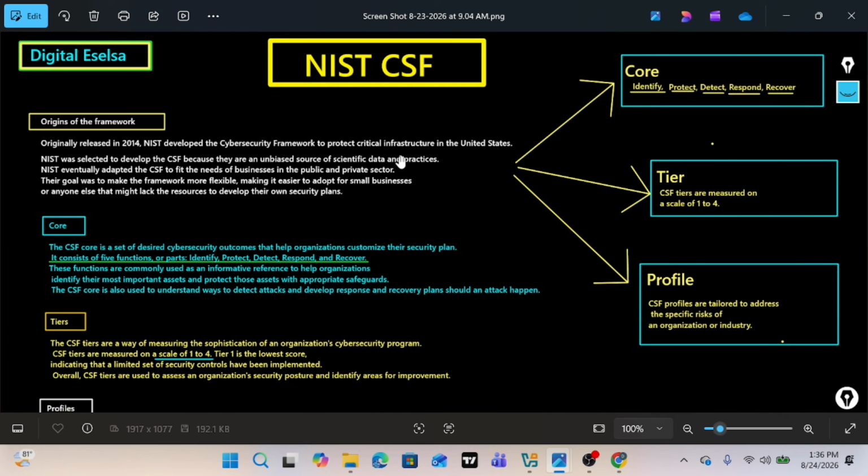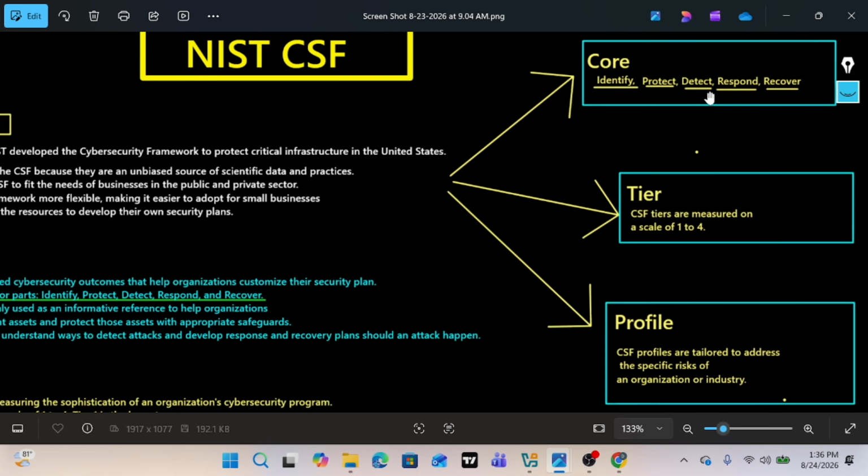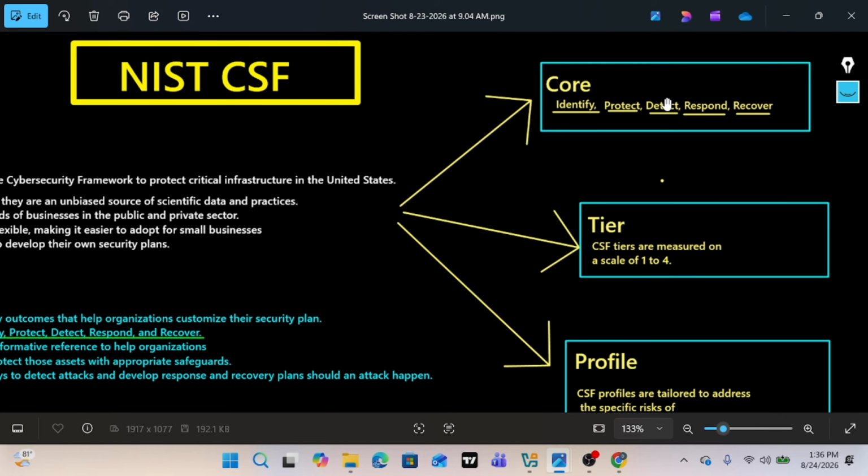So this NIST framework actually has three major areas: the core, the tiers, and the profile. Now the core has to do with these major functions: identify, protect, detect, respond, and recover. You need to identify, you need to protect, you need to detect threats, and then respond properly when there is any threat or incident, and then recover data or information when it is stolen. So these are just the major core functions.